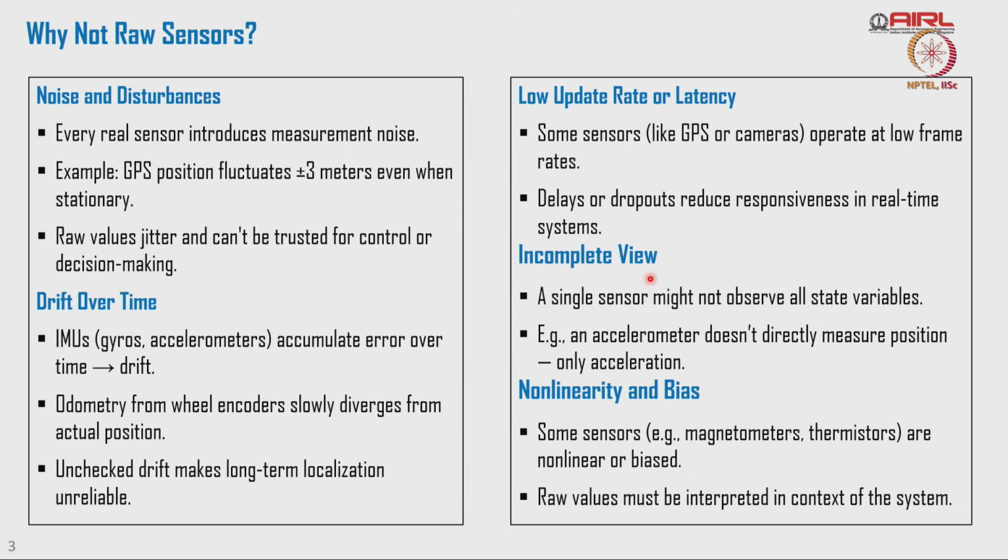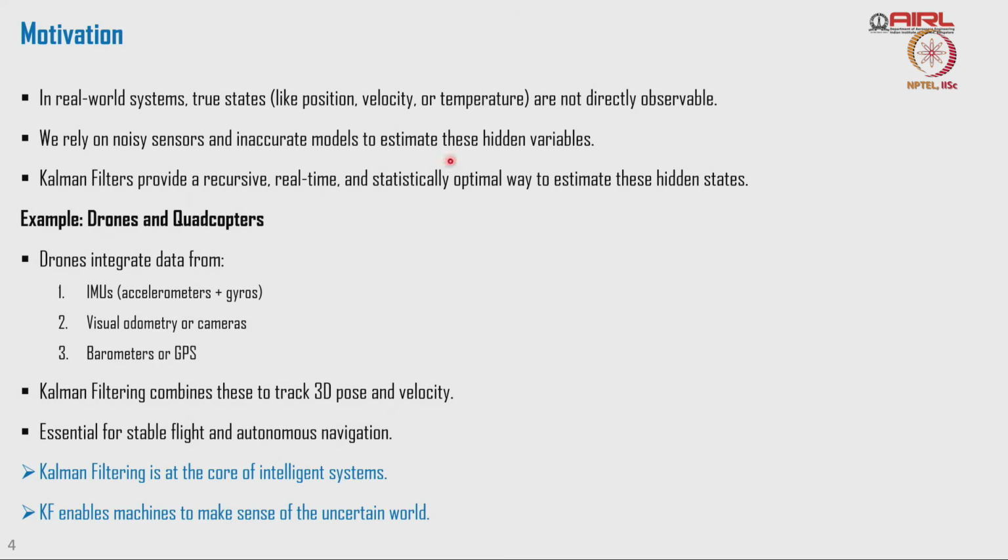Sometimes you do not even get the complete view. A single sensor may not observe all state variables. For example, if you use an accelerometer alone to get position and velocity through integration, the bias and drift will cause a problem. In addition to all these, nonlinearity and bias are critical. We talked about it: magnetometers and thermistors are nonlinear and biased. The raw values must be interpreted in the context of the system rather than taking whatever current value we observe from the sensor.